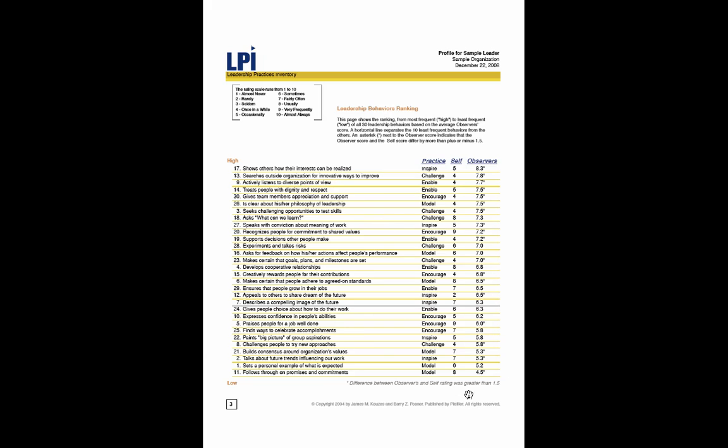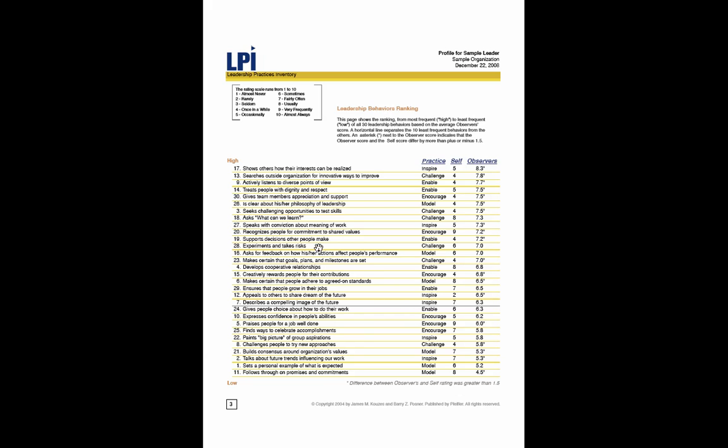Some interesting questions worth noting. Follows through on promises and commitments is a very important statement around trust. If you don't follow through on promises and commitments, people will not trust you, and people don't want to be led by someone they don't trust. So you want to be scoring at least 8 on that one. Same for question number 14, treats people with dignity and respect. You want to be scoring high on that one, above 8, because nobody wants to be led by someone who doesn't treat them regularly with dignity and respect.